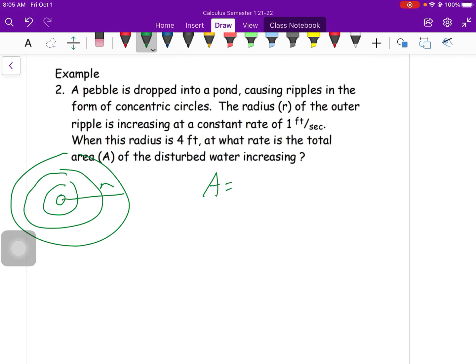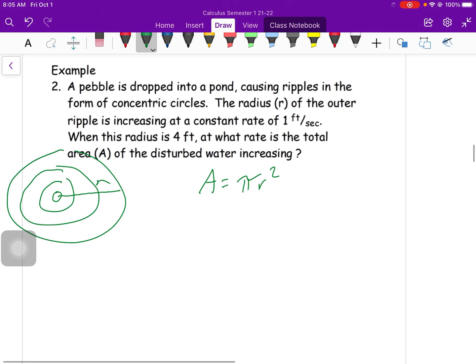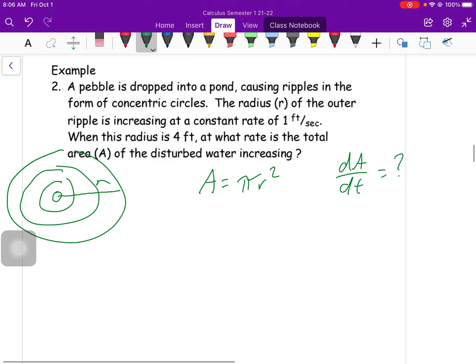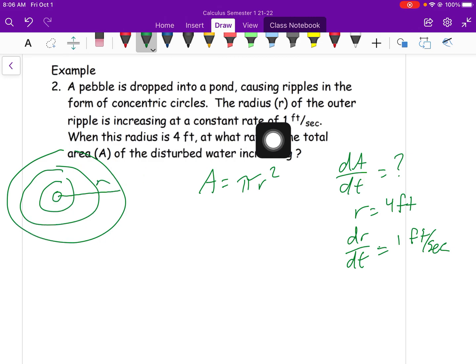So first, let's remember the area formula for a circle. And then let's figure out what we're trying to find. Well, we want to know what dA/dt is. We want to know what the rate of the area with respect to time is. We do already know that we're talking about when the radius is 4 feet, and we know dr/dt is 1 foot per second. The radius is increasing at a constant rate of 1 foot per second.